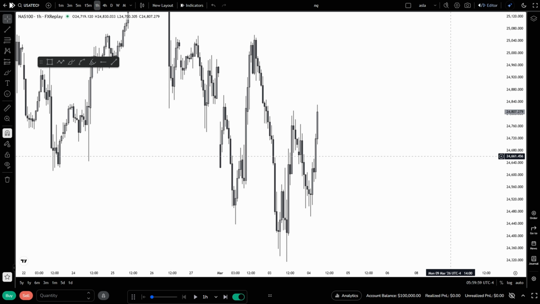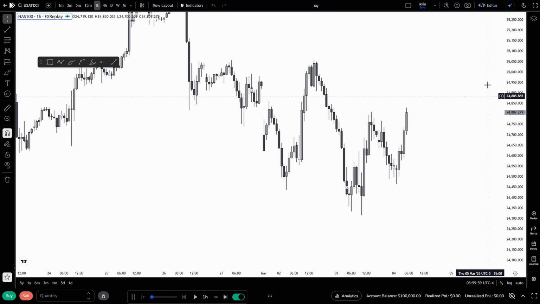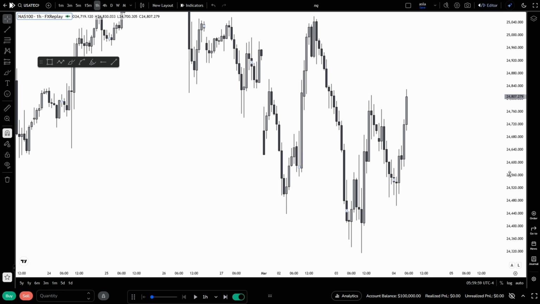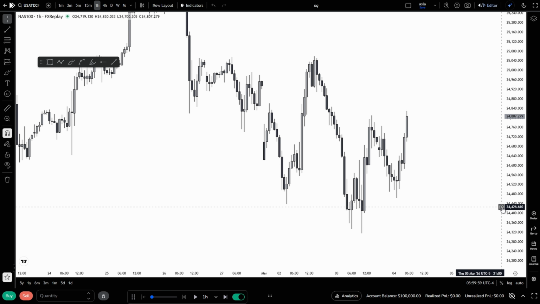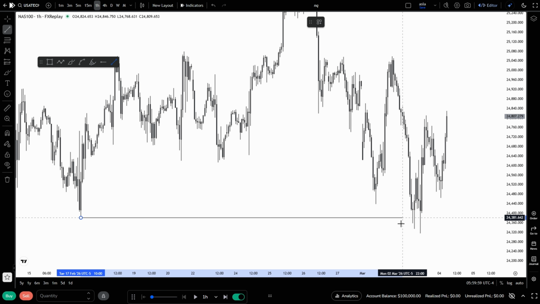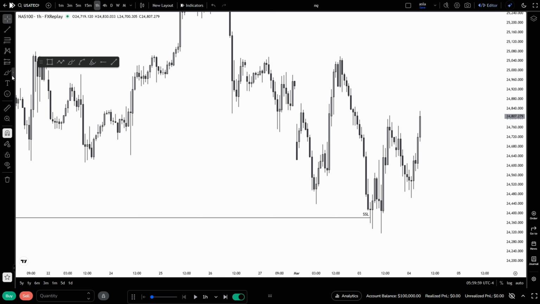Here we have one more example, and this one is slightly different because now we're dealing with continuation instead of a reversal. But the same logic still applies. So first, what do we see? Price has already swept the equal lows from the previous setup, and after taking that sell-side liquidity, instead of reversing lower again, price starts pushing higher.